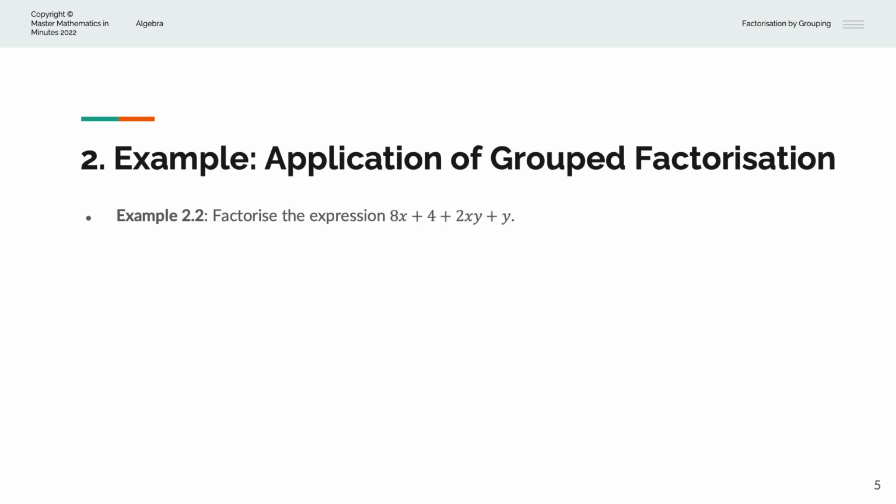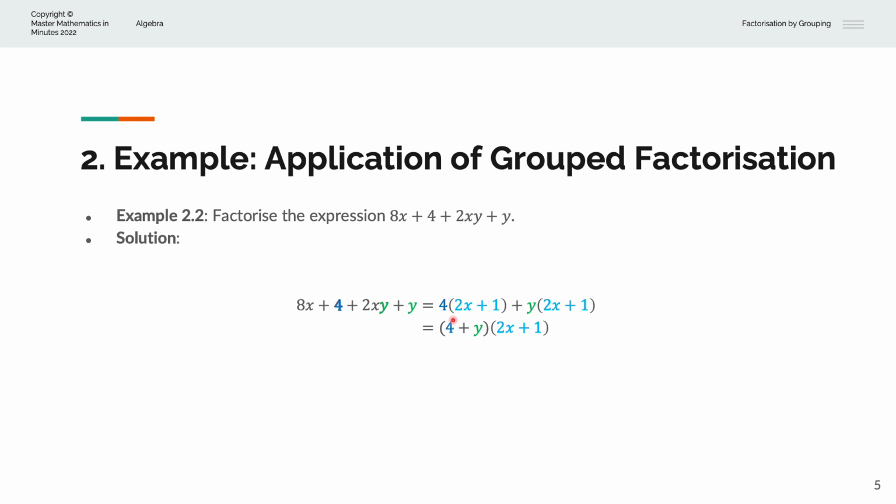In the second example, we're asked to factorize the expression 8x plus 4 plus 2xy plus y. So, we can group terms containing the same variables together. So we'll group the third and fourth term with y's together, and we'll group 8x plus 4 together because they are multiples of 4. So we can factorize 4 outside of the brackets.